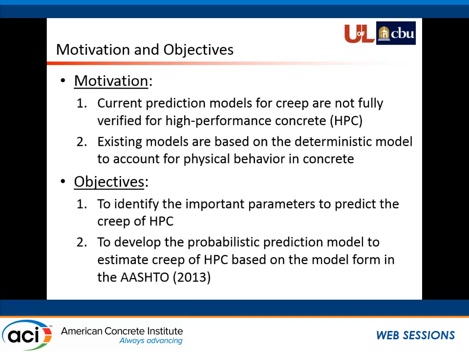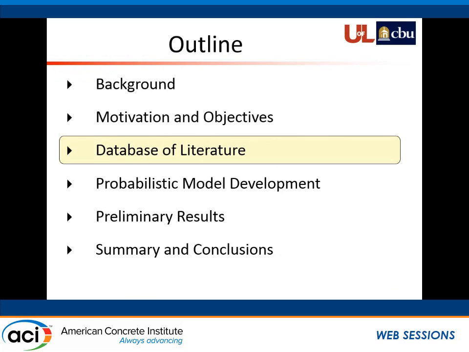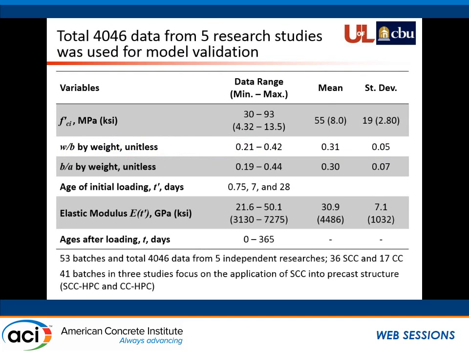The first step of this research is to ask what kinds of intrinsic parameters are important for predicting the creep. So we are trying to identify the important parameters from the intrinsic parameters, and with that, we improve our model into a probabilistic prediction model. That's my motivation and objectives. The next presentation will be by Dr. Bai after this.